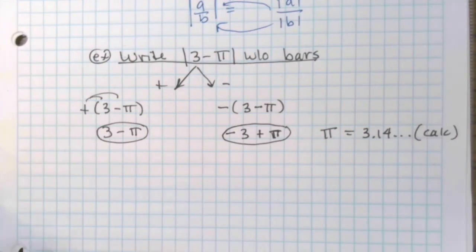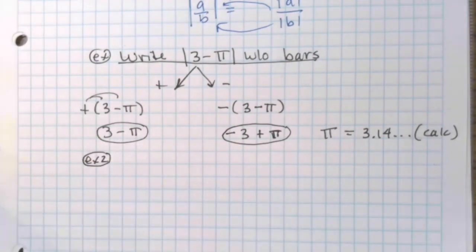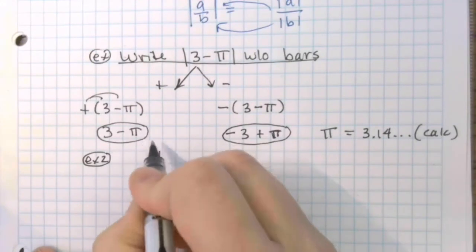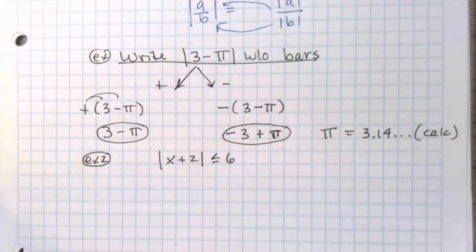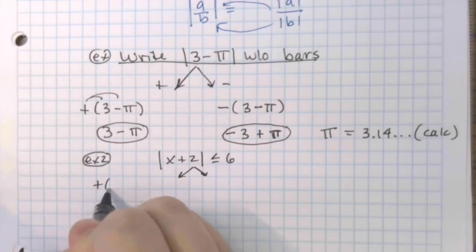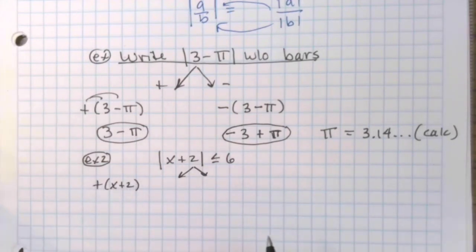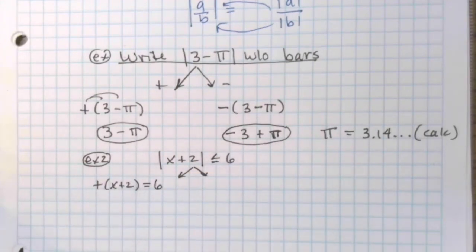All right, so one of the first applications of this, being able to split an absolute value, is solving. We're going to solve the absolute value of x plus 2 less than or equal to 6. So the way you do that is you split into positive and negative. So positive x plus 2. And for right now, we're looking for critical points. And because it's equal to 6, we're going to make this equal to 6 because we want to know the boundaries. And then after we find the boundaries, we can find the inequality.